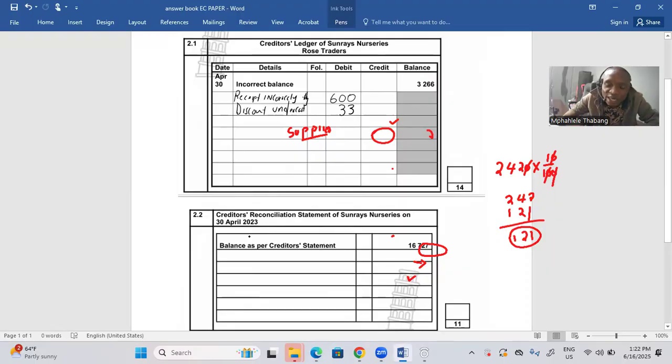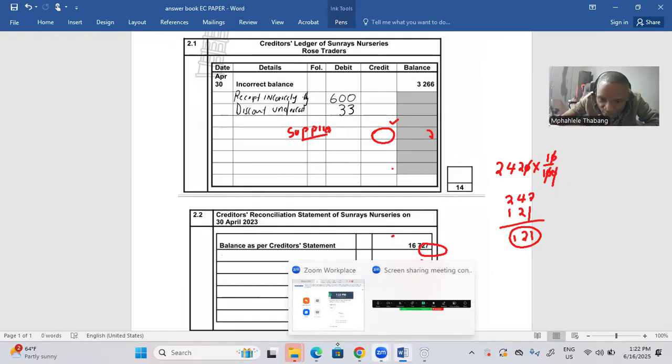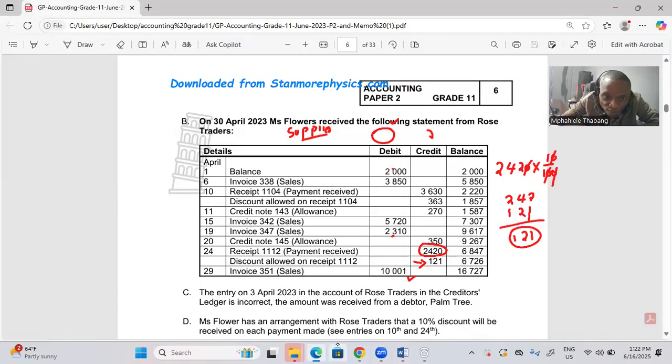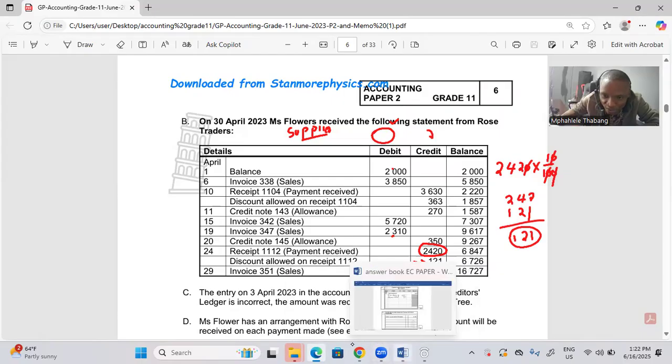Okay, the mistake that the supplier made will be rectified in the creditor's reconciliation statement. So I will say, what can I call it? Let me check this transaction carefully. It was 24. Okay, discount allowed on receipt 1112 under cost.